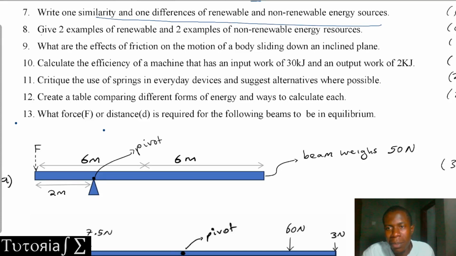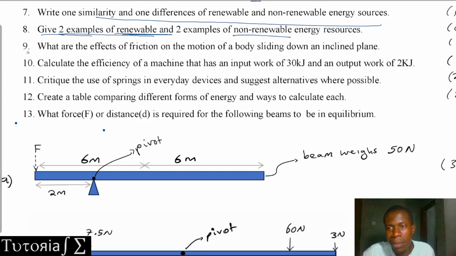Then number 8, give 2 examples of renewable and 2 examples of non-renewable energy sources. So renewable, those that can be replaced. We have hydroelectric and wind energy, for instance. The non-renewable, we have coal and fossil fuels.